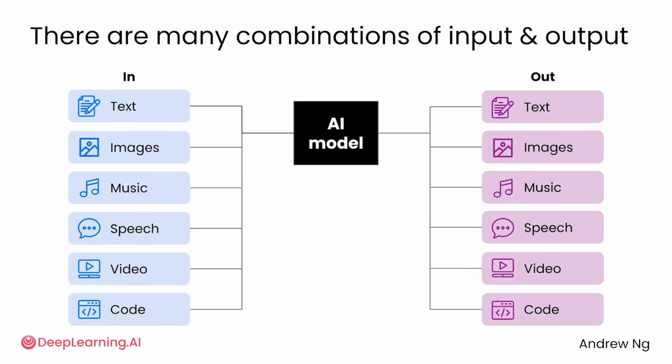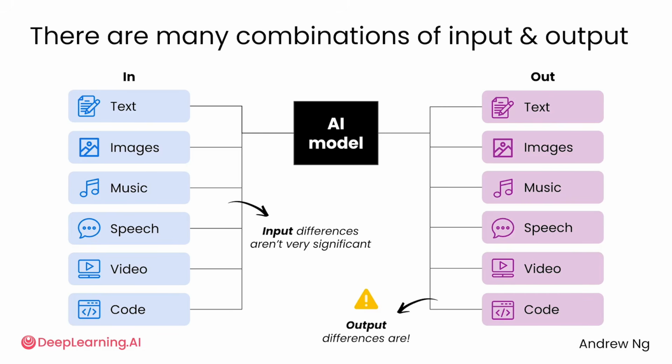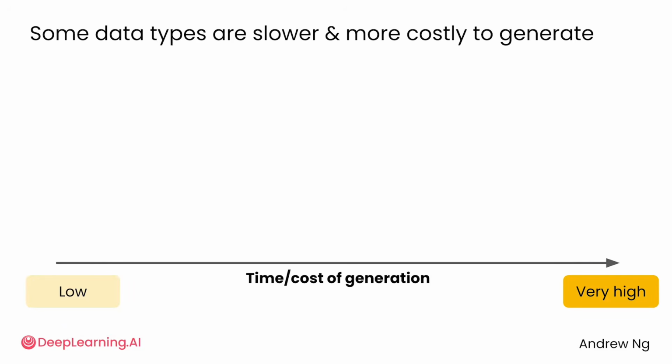AI models can use most of these input types relatively easily. Some are slightly more expensive or slightly more costly to use as an input, but the differences aren't very significant. In contrast, the time and cost of generating different types of output vary significantly. In particular, some data types are much slower and much more costly to generate than others.